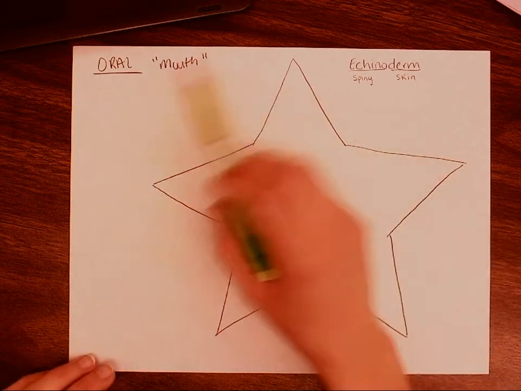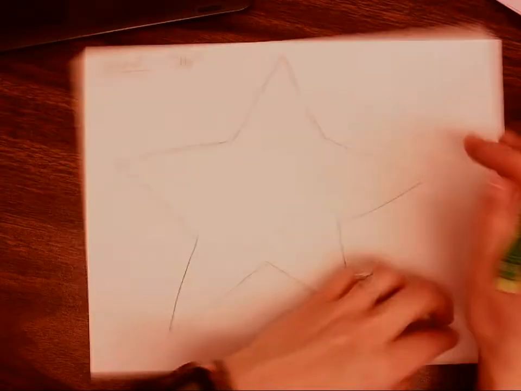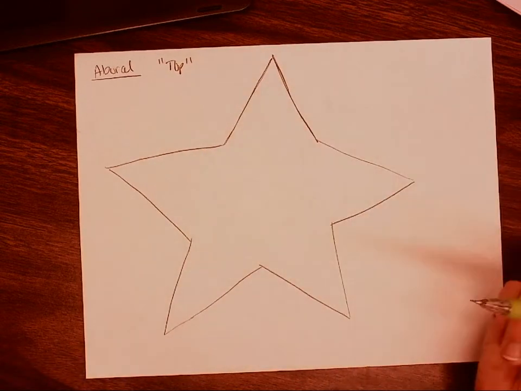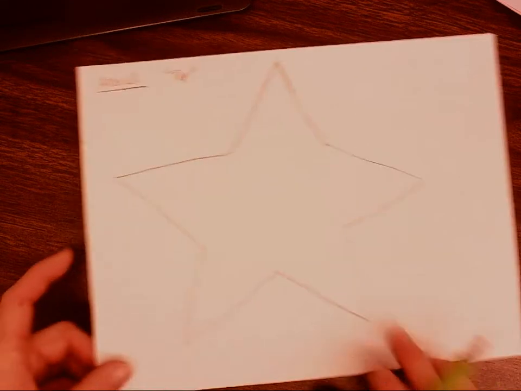We're going to call one side the oral, or the mouth side. And on the other side, we're going to have the aboral, or the top side. So if you're watching this at home and you want to draw along, just go ahead and sketch out a big starfish. And we're going to be doing some labeling together.